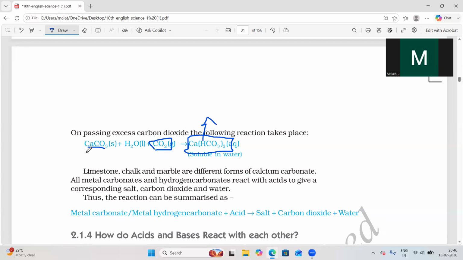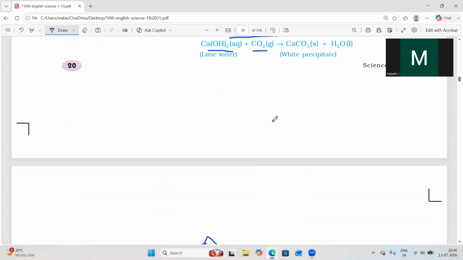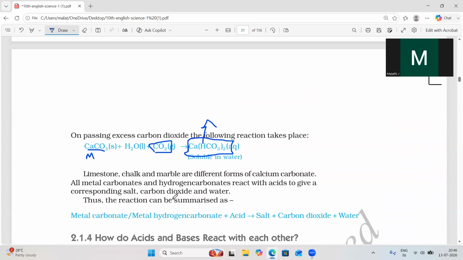So this is the milky white color, right? Here you see the white precipitate, calcium carbonate. Again, if you pass excess carbon dioxide gas into that, what will happen? You will get calcium bicarbonate again, which is soluble and colorless. Limestone, chalk and marble are different forms of calcium carbonate. When metal carbonates and hydrogen carbonates react with acids, you will get the corresponding salts, carbon dioxide and water.